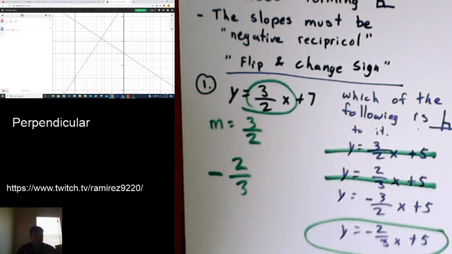And just to show you guys that it matters not, I could have put y is equal to negative 2 over 3x plus 3 instead, and you still see the same thing. Okay, they're still perpendicular.